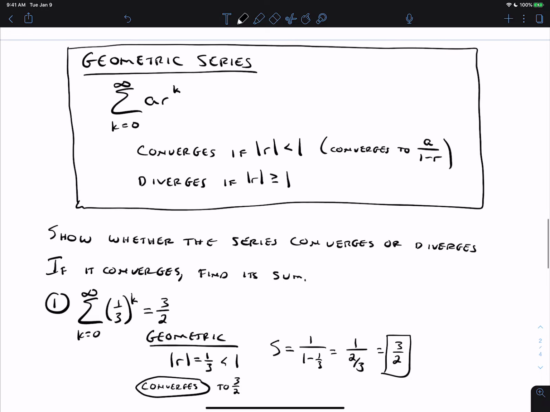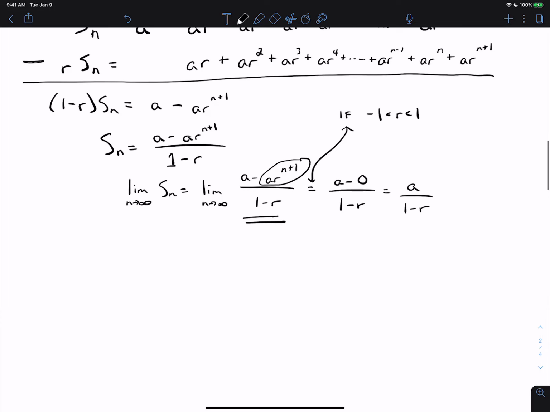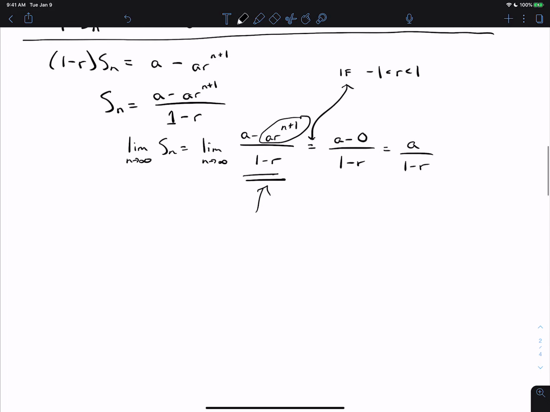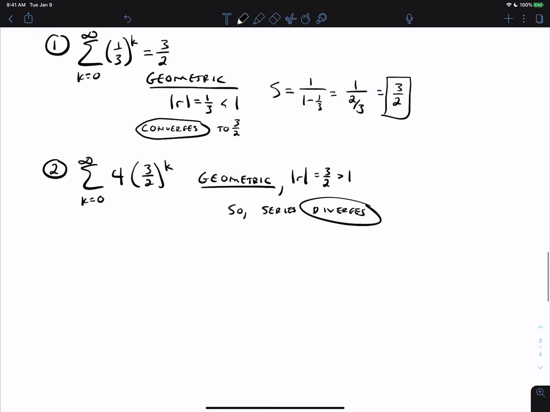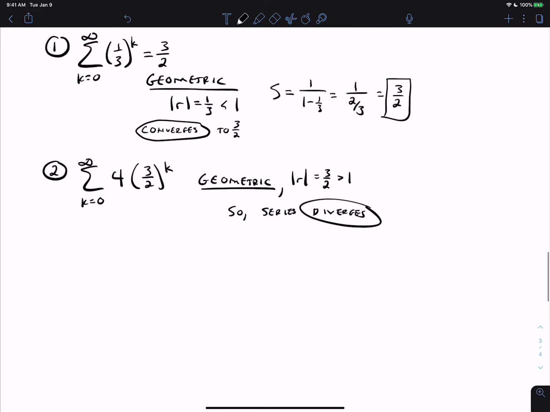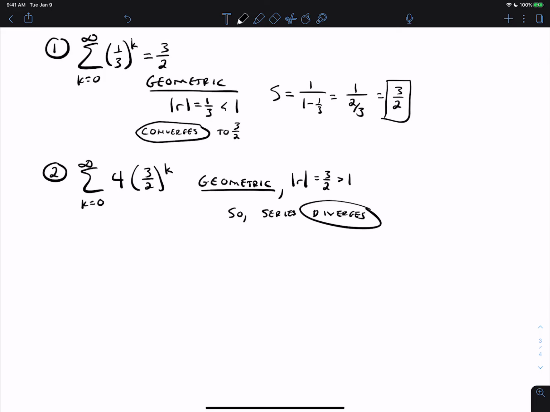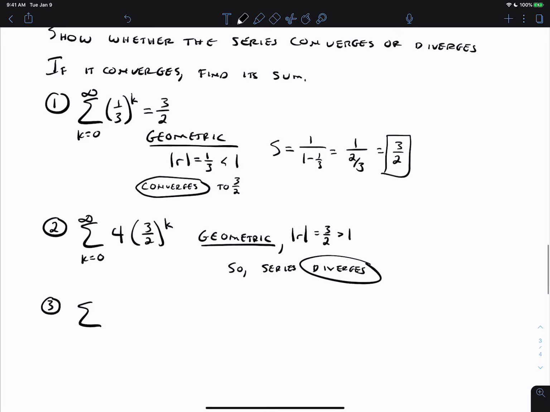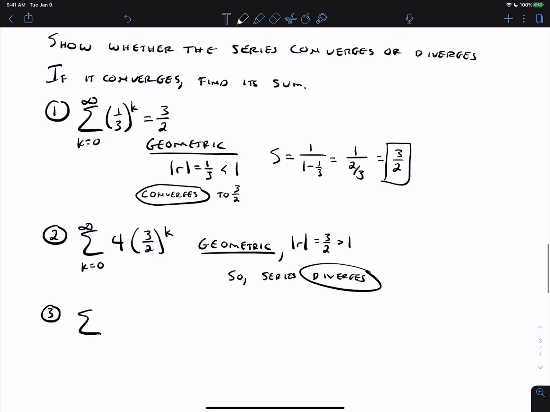So if you go back up and look at this sum, this limit right here, the part I've circled, if R is 3/2 goes to infinity, which means that dominates the fraction and you end up getting either infinity or negative infinity. Here you'd get infinity. So the series diverges. If you calculated A over 1 minus R, you can do that computation, but it would actually not mean anything.